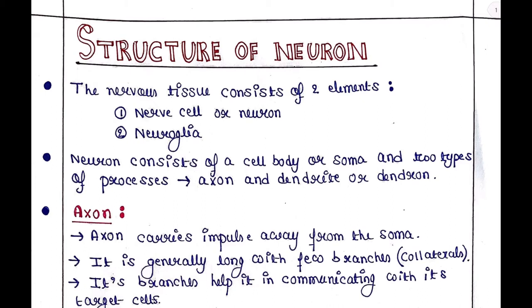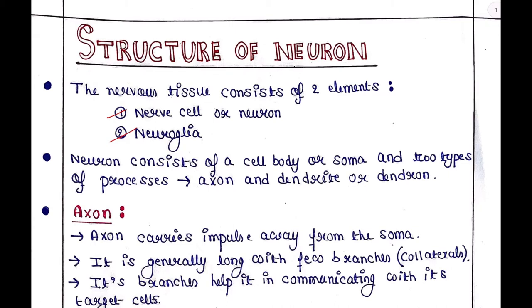So let's talk about structure of neuron. So the nervous tissue consists of two elements. First is nerve cell or neuron and second is neuroglia. So these two are two elements of nervous tissue. Today we will talk about nerve cell or neuron.